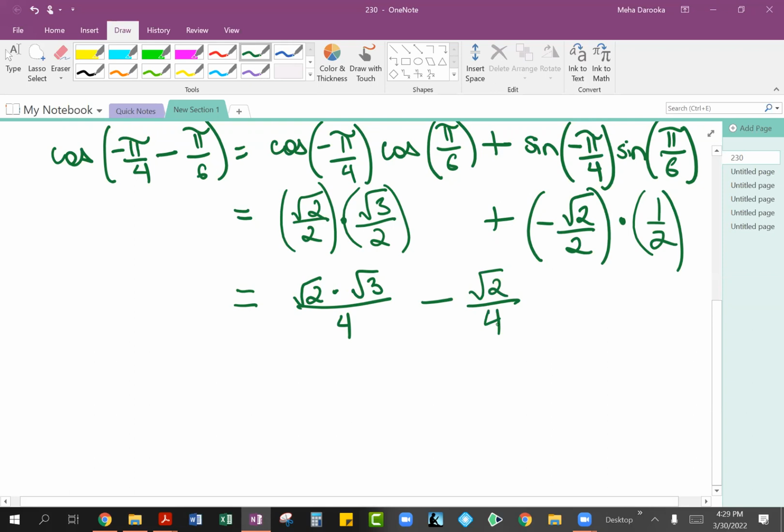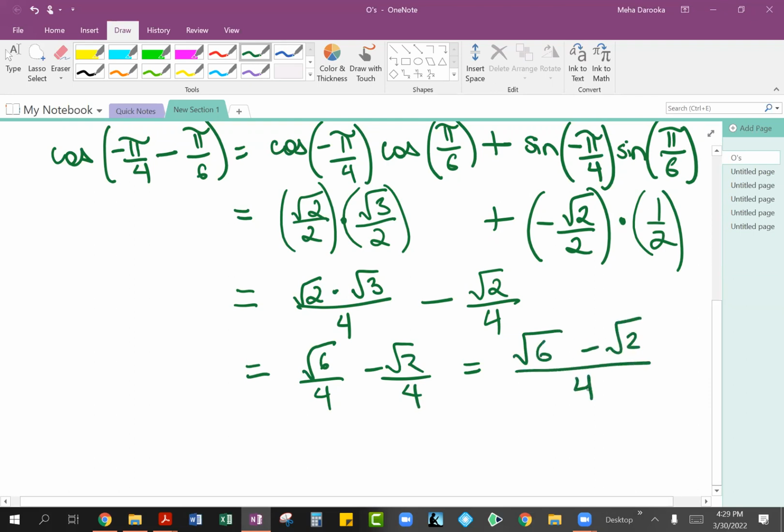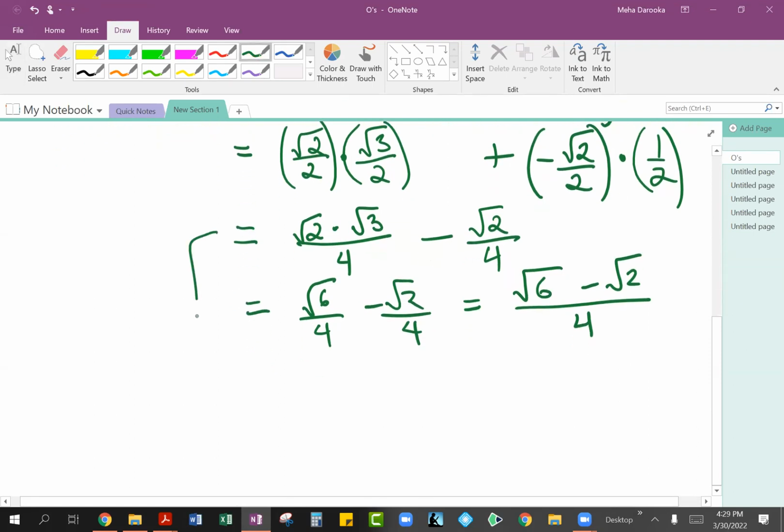Square root of 2 over 4. I'm trying to think what WebAssign wants from you here. Does it want us to factor out? Because technically you could have square root of 6 over 4 minus square root of 2 over 4, which you can then combine over a common denominator. So I'm not sure if they want you to do it like this, or do they want you to factor out that square root of 2 over 4?